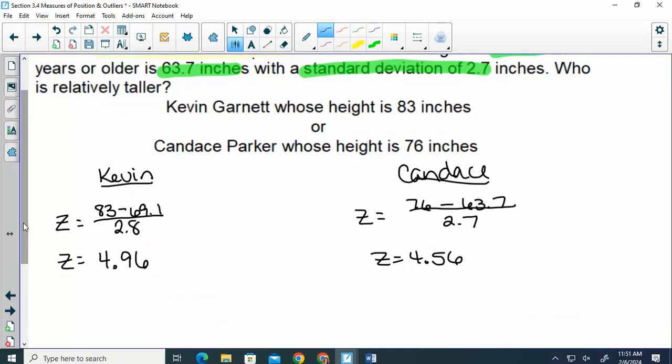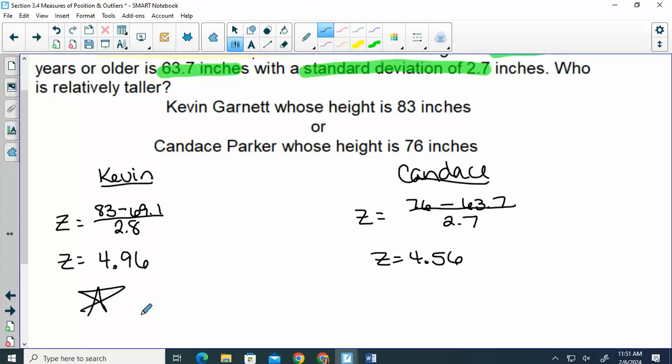So they're both above average. Who is more above average? Kevin is. On interpreting these, you really want to make sure you're paying attention because I may not always just be asking for the biggest one. If I had 2 test scores and both z-scores turned out to be negative, what does that tell us?